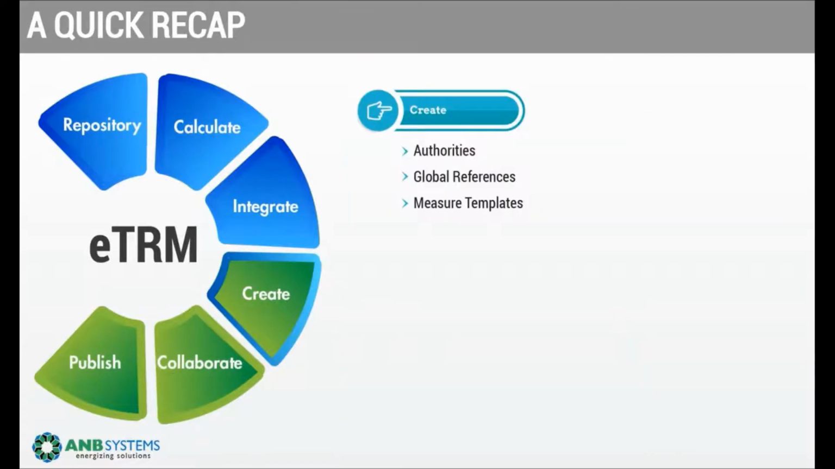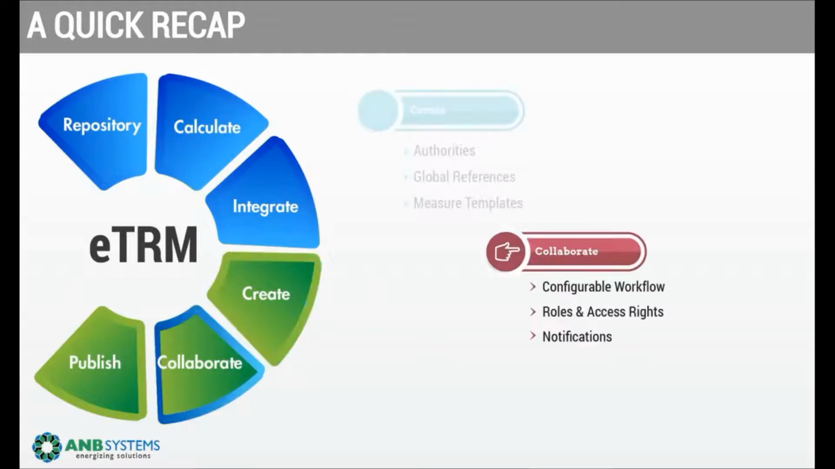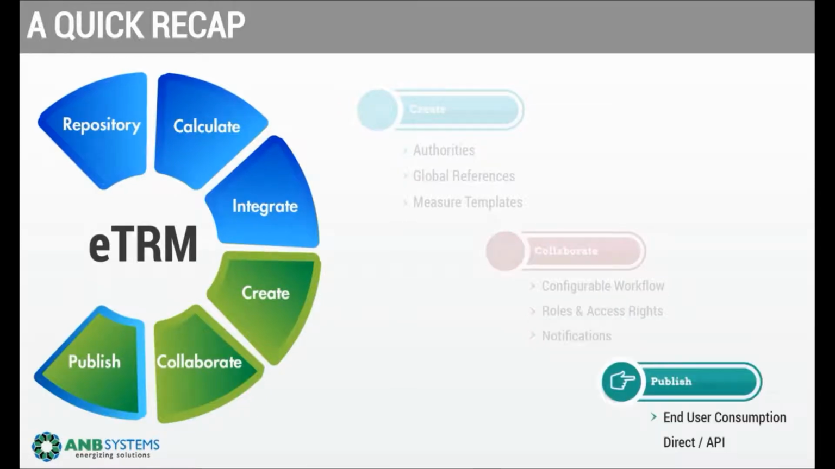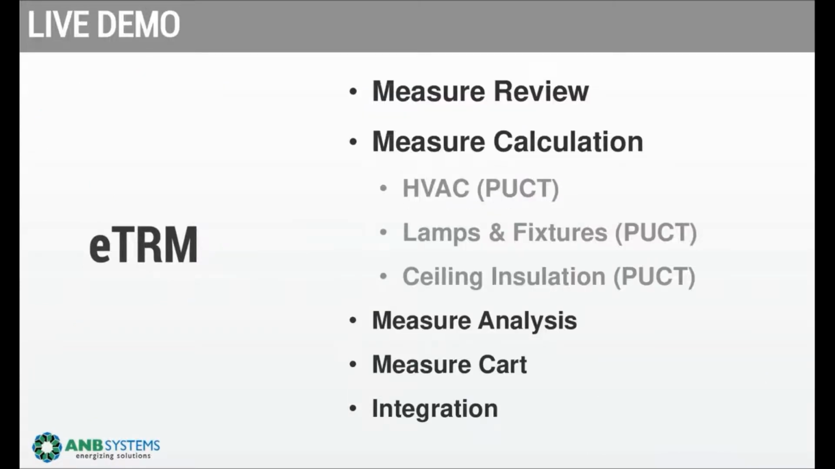So to recap, we've talked about the administrative features in eTRM that support the development process. Administrators can easily create measures under a defined authority with the support of global references and defined measure templates. eTRM provides a collaborative environment that features configurable workflows, roles, and system notifications. The final step in the administrative perspective is publishing a defined measure that is immediately accessible by the user in the measure catalog. Let's take a look at the platform.